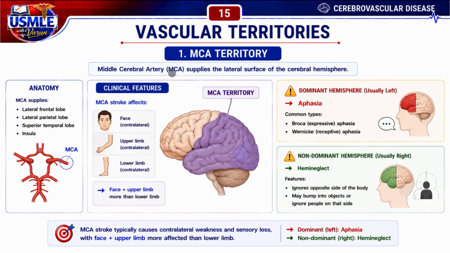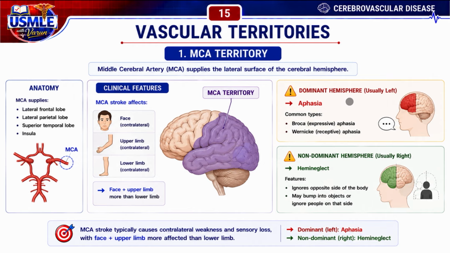MCA is nothing but the middle cerebral artery. It supplies the lateral surface of the cerebral hemisphere. The MCA supplies the lateral frontal lobe, lateral parietal lobe, the superior temporal lobe, and also the insula. So this is the MCA that we can see in the image. MCA stroke affects the contralateral face, contralateral upper limb, and also the contralateral lower limb. But face and upper limb involvement is more when compared to lower limb involvement.